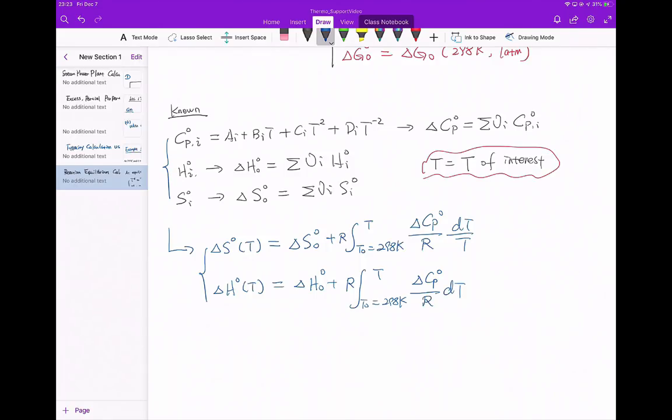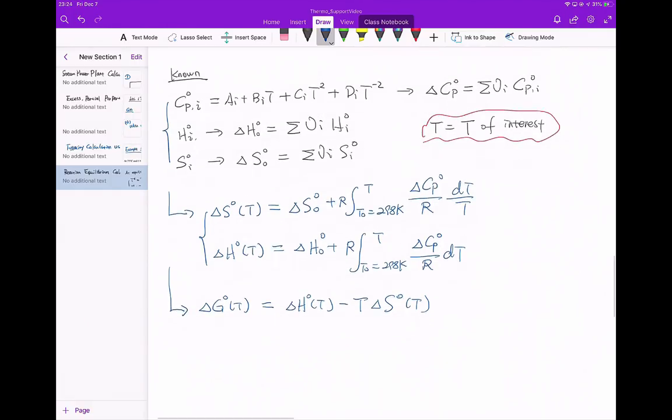Out of this, we can calculate delta G naught at the temperature, which is delta H naught at the temperature minus T times delta S naught at the temperature. So we can solve for this delta G naught. And then we can know the K value, right? We can eventually calculate this K value.